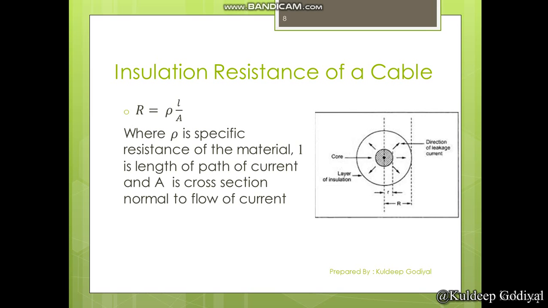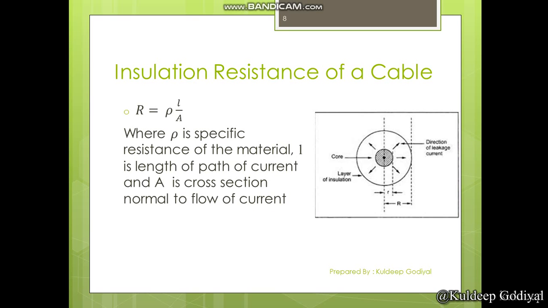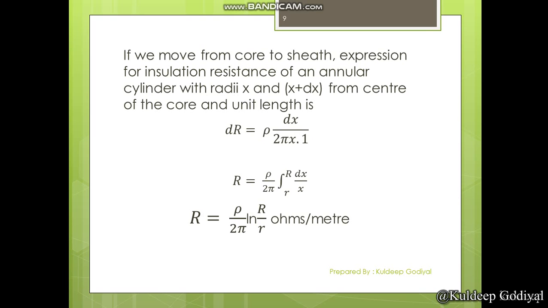dx is the replacement of L, whereas 2 pi x into 1 is the replacement of A in this general formula. So if we integrate for the whole section, it will be R equal to rho upon 2 pi integration within the limits small r to capital R. Small r is the radius of the conductor, whereas capital R is the radius of the whole insulated cable.